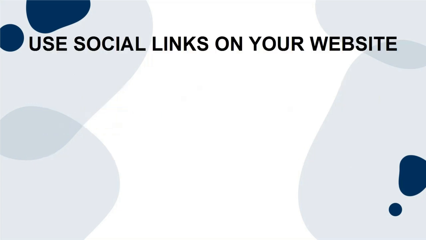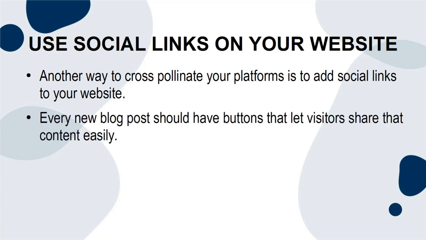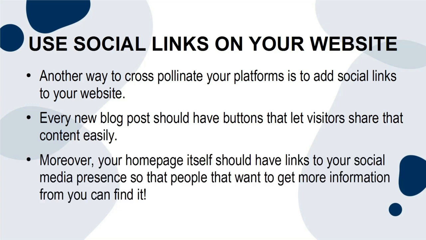Use social links on your website. Another way to cross-pollinate your platforms is to add social links to your website. Every new blog post should have buttons that let visitors share that content easily. Moreover, your homepage itself should have links to your social media presence so that people that want to get more information from you can find it.